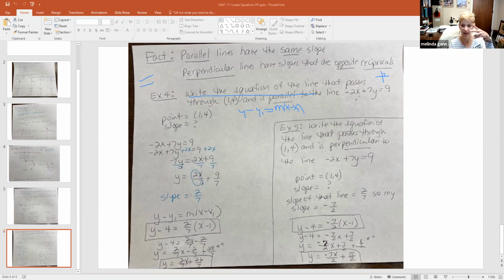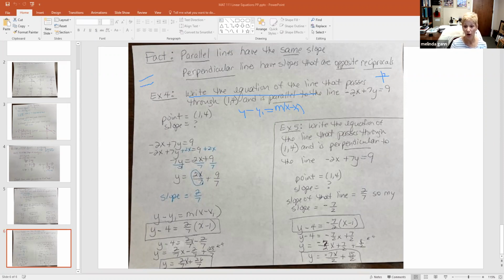And I need two things. I need a point and I need a slope. Well, look, they gave me a point, so that's no problem, but oops, I'm missing my slope. Now, why would they tell me that my line is parallel to that line? Remember what we just said. Parallel lines have the same slope. So if I could figure out the slope of this line, I would know what my slope is because they match.